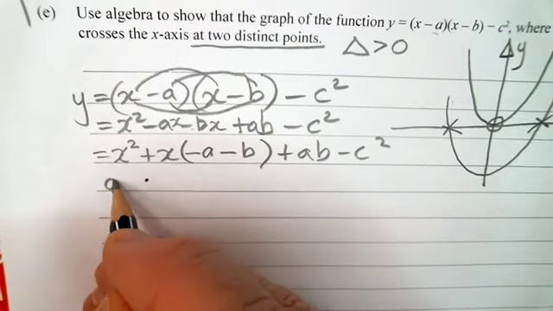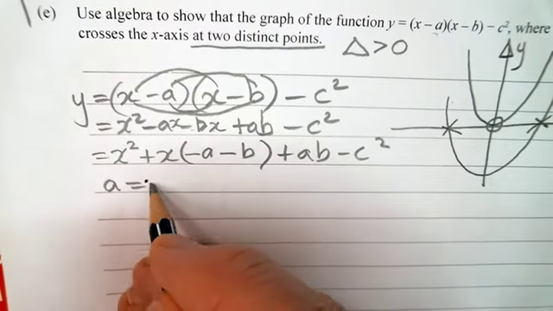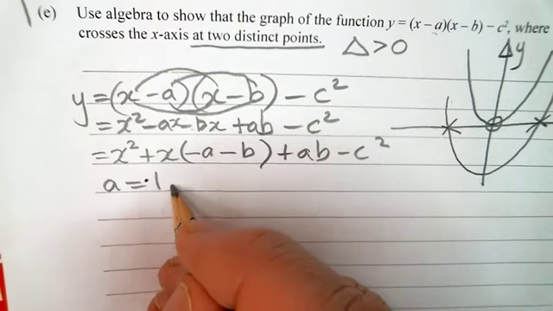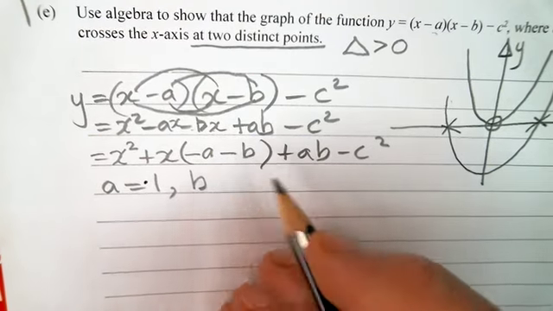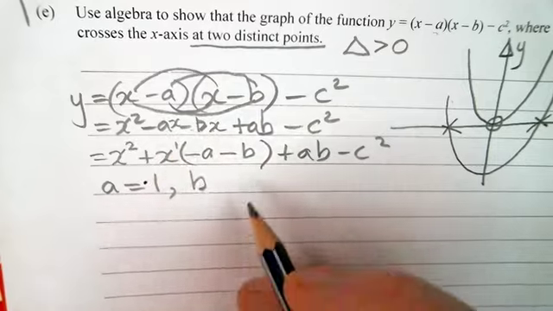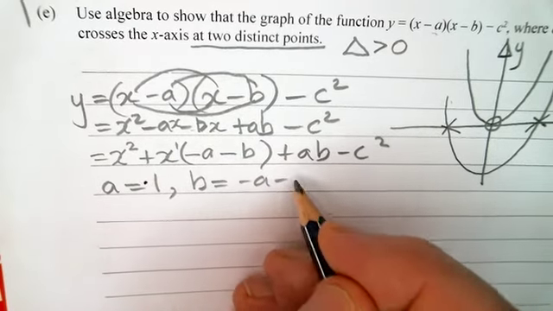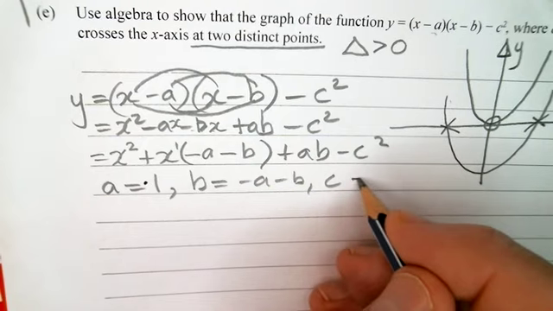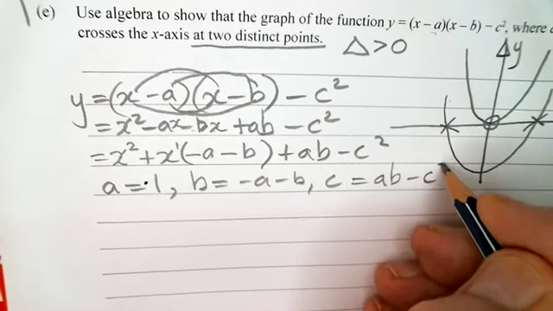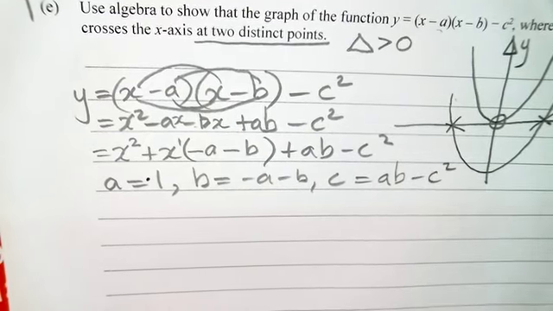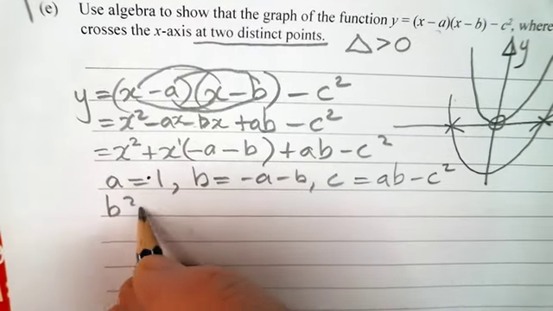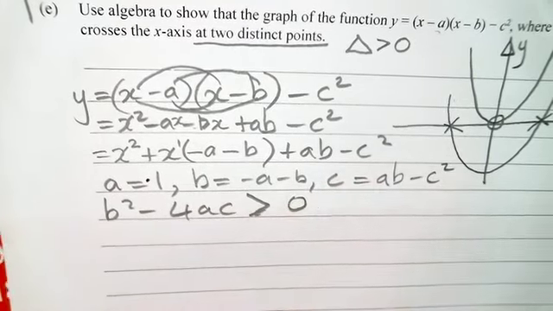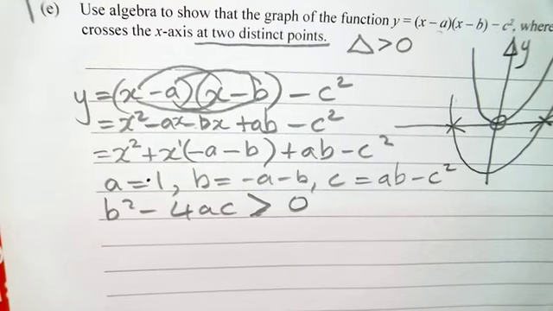So I can see now my coefficients. The coefficient of x squared is going to be 1, so a is 1. Looks like 0.1, sorry, that's a dot made by the printer. b is going to be the coefficient of x to the 1, which is going to equal negative a minus b. And c is going to be everything that's left, which is ab minus c squared. There it is. All right, let's throw it into the discriminant, which is b squared minus 4ac. I'm going to check to make sure that it is greater than 0, and if it really is. So let's have a look.